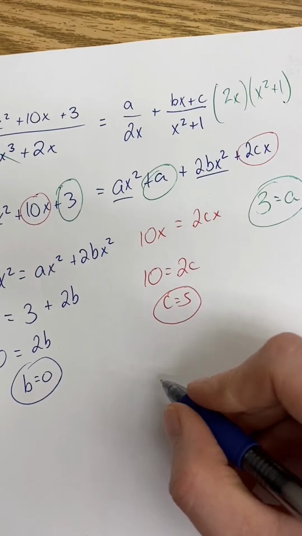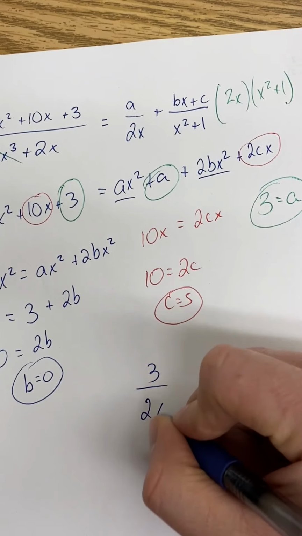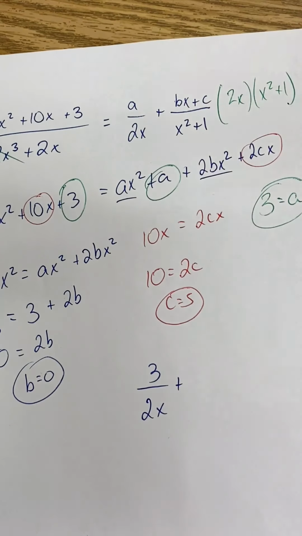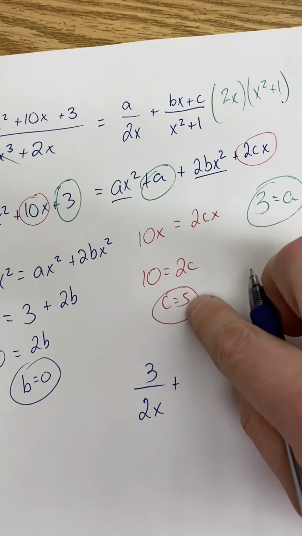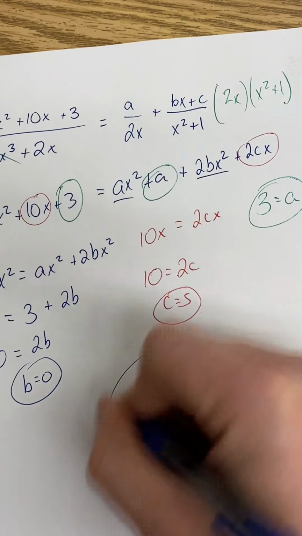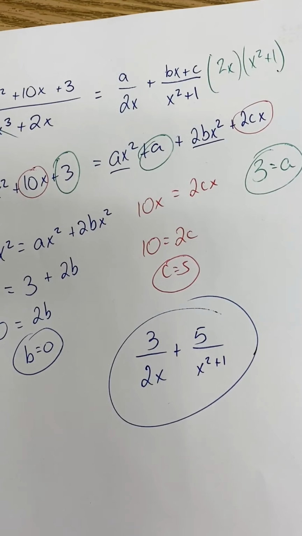And to wrap it up, let's put a 3 over top of 2x for a. B is 0. I'm not going to write that because 0 times x is nothing. But I do have a c that's 5. And that's over x squared plus 1. And that'll do it. That's your fraction broken down.